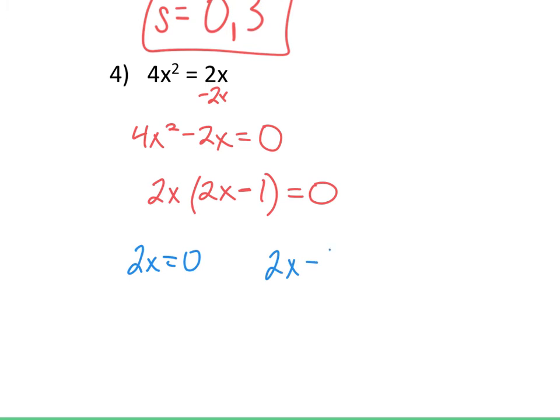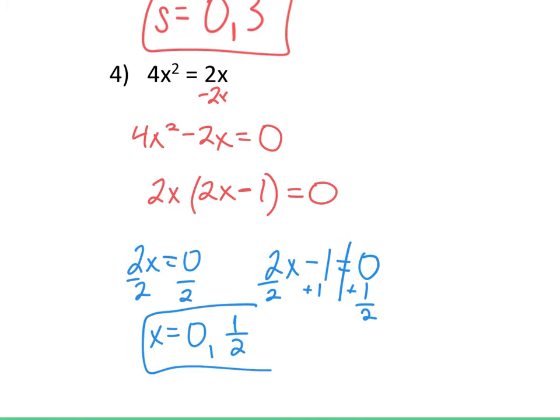And second equation? 2x minus 1 equals 0. Okay, the first one I just divide by 2. What is 0 divided by 2? 0. Next one, what's the first thing I should do on this? Add 1 over. Add the 1 over, and then what? Then divide by 2. So my answer is 1/2. Questions on that? Okay.